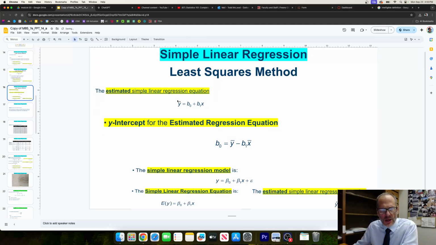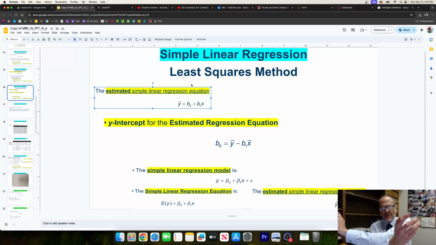Okay, you could pause this video and solve right here for B0. If you solve for B0, basically you're just going to subtract B1x from both sides. You're going to have y hat minus B1x on this side, and on the other side you'll have nothing. You have y hat minus B1x is equal to B0. Now just flip that around, and you have B0 is equal to y hat minus B1 times x.